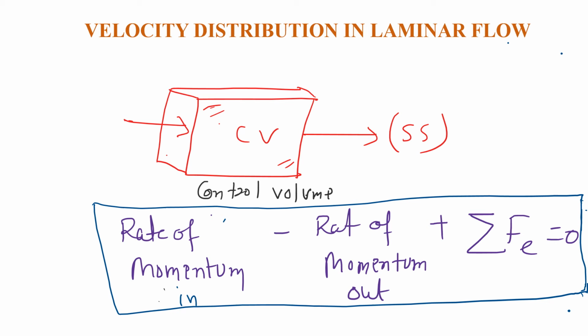So when we talk about a control volume consisting of a fluid, the algebraic sum of all forces acting on it at steady state must be equal to 0. So what are these forces? Surface forces and body forces. What is a surface force? What is a body force? That is all going to be part of my next lecture.